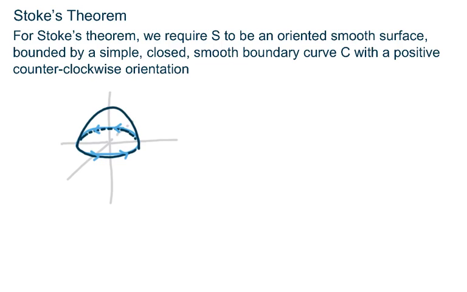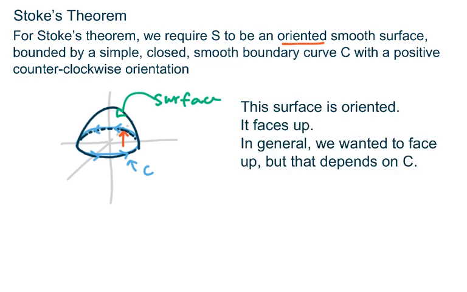And my surface is the top of this hemisphere. All of that represents my surface. Now it just looks like a beehive, but the top of this is my surface. So I've got a surface, and I have a curve C. The main thing we want to talk about here is that this is oriented. It's oriented, so it's facing up. But again, that depends on C.